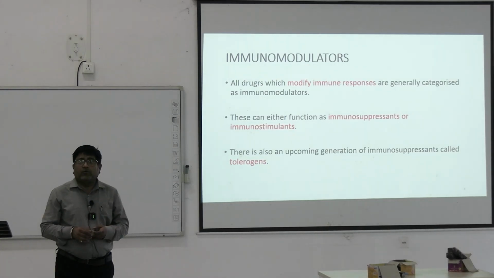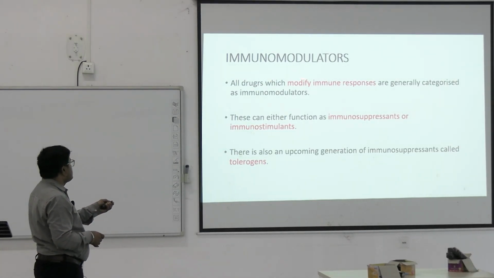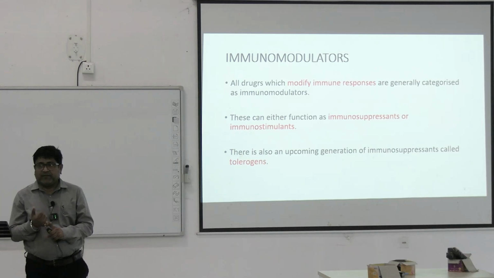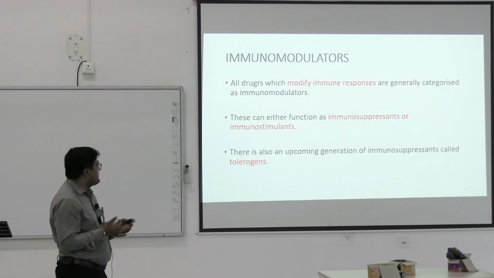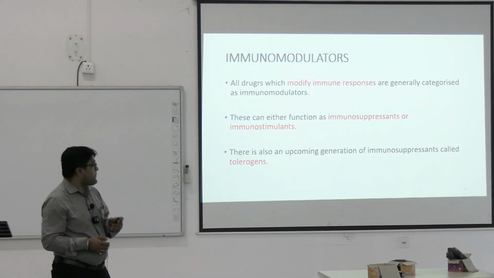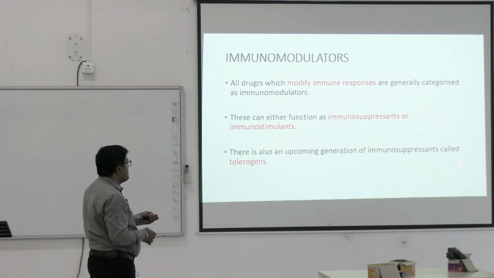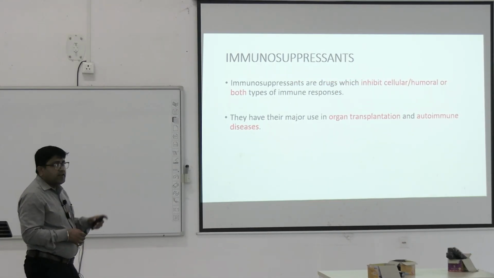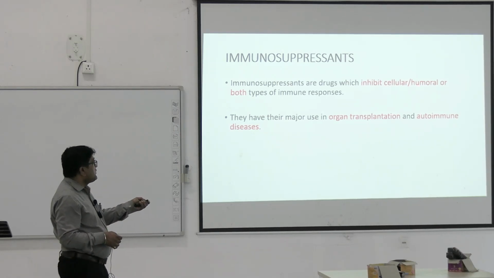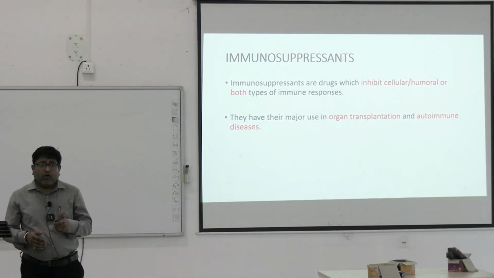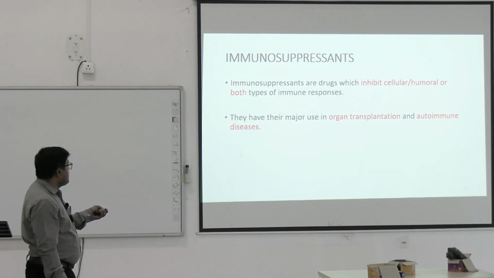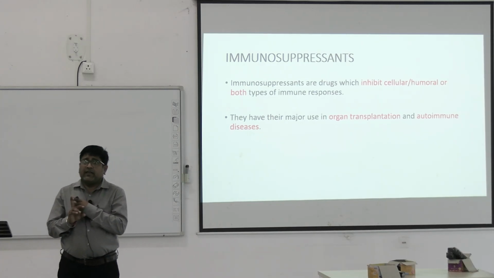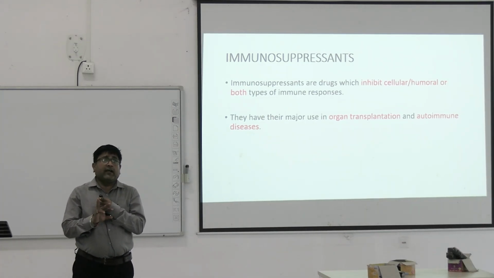Now, coming to the immunomodulators. Now, all drugs which modify immune responses are generally categorized as immunomodulators. It can be immunosuppressants, it can be immunostimulants. Now, there is also an upcoming generation of immunosuppressants called tolerogens. Now, these immunosuppressant drugs, they either inhibit the cellular or the humoral immunity or both of them. They have their major use in number 1 organ transplantation, number 2 autoimmune disease, and number 3 basically graft rejection.